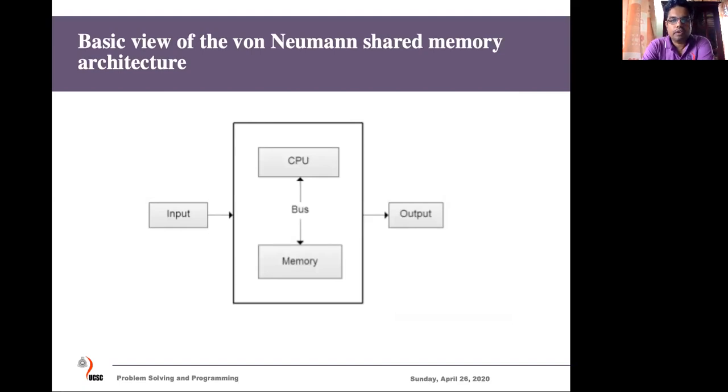The very basic view of a computer is called the von Neumann shared memory architecture. In this computer architecture, as I mentioned, we have input, output, CPU, and the memory. The CPU consists of, as I said, the arithmetic and logic unit and other units which fetch and store instructions temporarily. In between the CPU and memory, communication goes through the internal communication buses, which we call communication links. So this is everything that happens in the computer, at a very abstract level. It looks something like this.